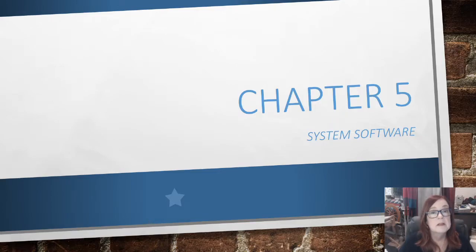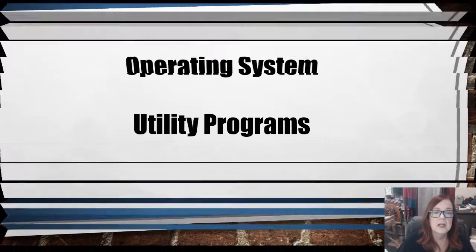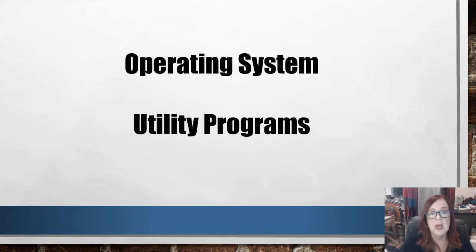Hi everyone! Today in Chapter 5 we're taking a look at the other half of the software duo, system software. Now system software gets divided up into its own two categories, the operating system and utility programs. Okay? The operating system is the big kahuna. It's the one that's providing your user interface. So it's the thing that you really see in action.